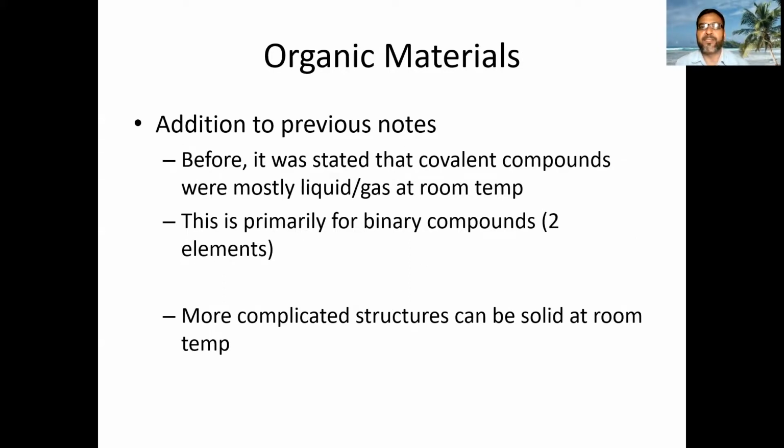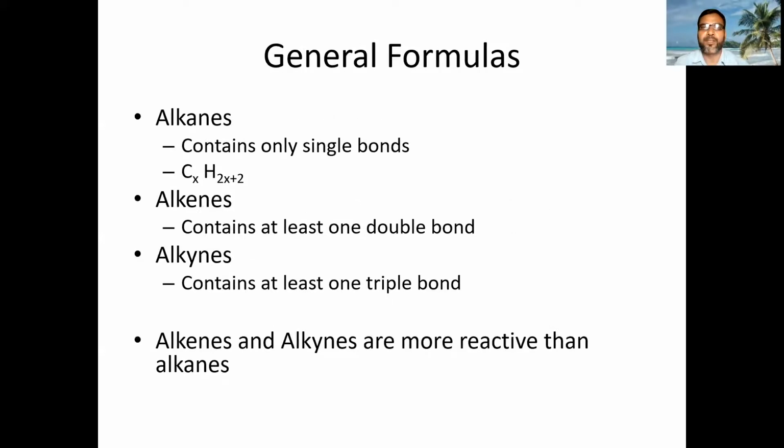Now, organic materials. In addition to previous notes, it was stated before that covalent compounds were mostly liquids or gases at room temperature. This is primarily for binary compounds, two elements. More complicated structures can be solid at room temperature. Now, general formula. You know about the alkanes, containing only single bonds, CnH2n+2. Alkenes contain at least one double bond, and alkynes contain at least one triple bond. So alkenes and alkynes are more reactive than alkanes.